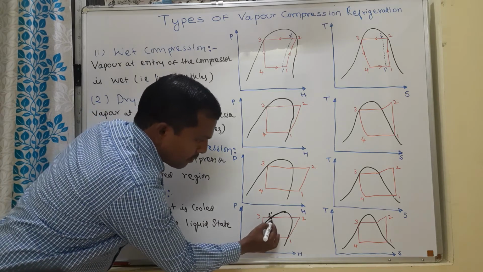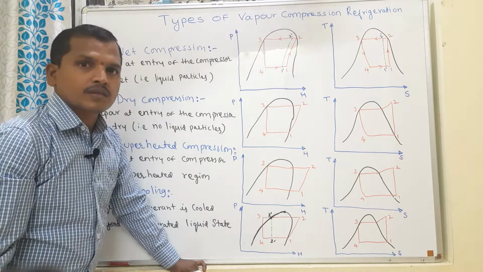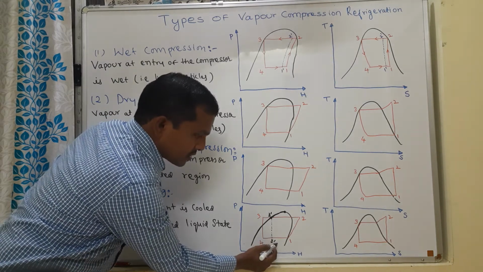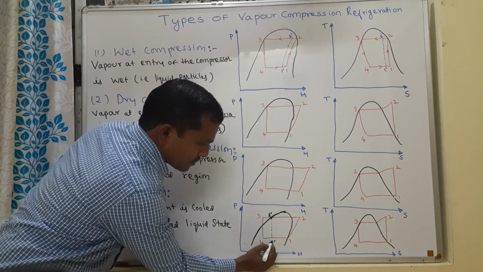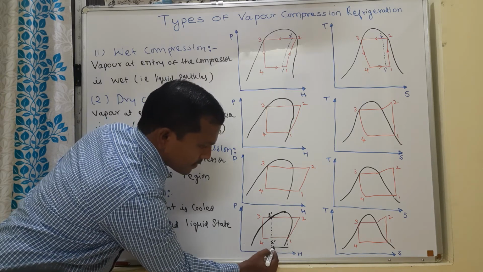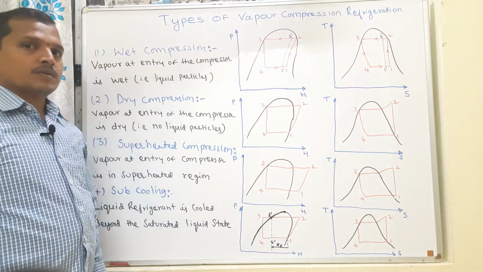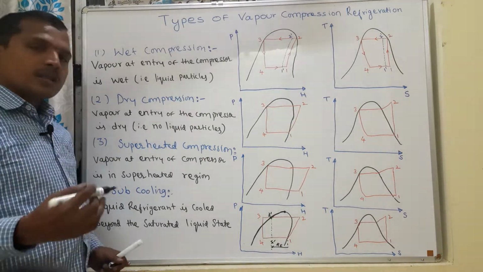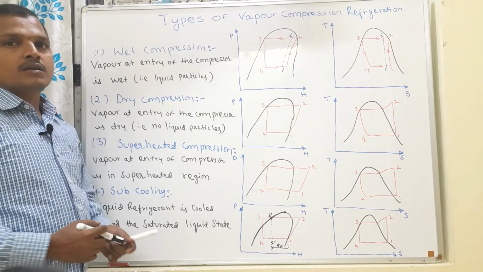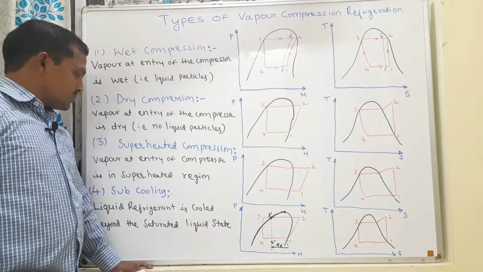If it is not beyond this line, this is the final condition. Sorry, 4 dash. Then the refrigeration effect is that much only. So if the liquid is cooled beyond the saturated liquid line, we get more refrigeration effect. So this is the pH diagram for subcooling.